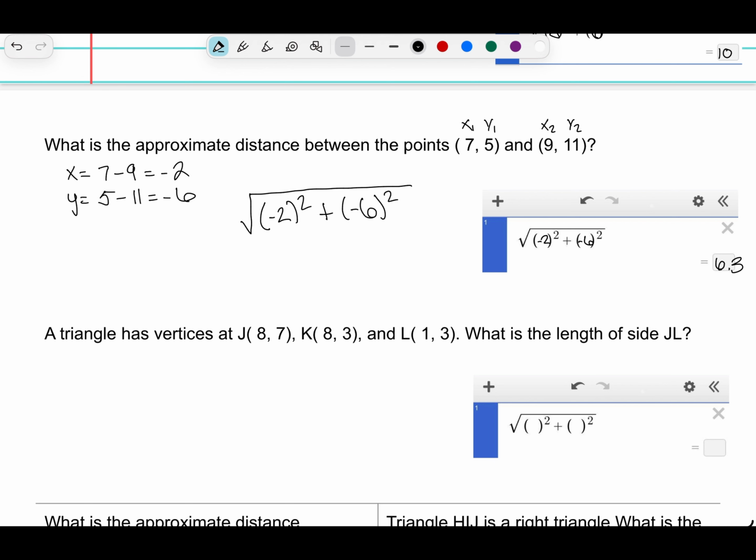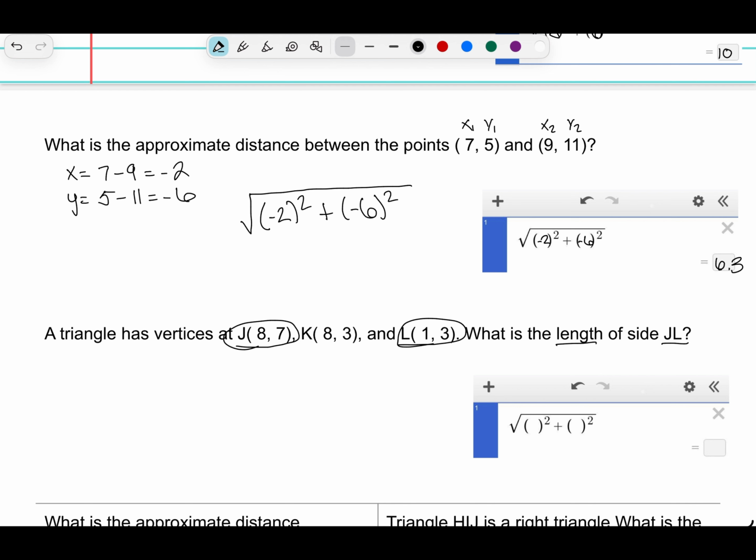It says a triangle has vertices at J, which is at 8,7, K, which is at 8,3, and L, which is at 1,3. It says, what is the length? So we're looking for the length of the side that deals with JL. Okay? So even though we have 3 ordered pairs, they only want us to focus on J and L. So K has no input or value for this problem.